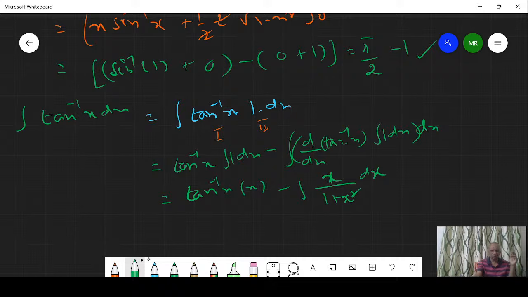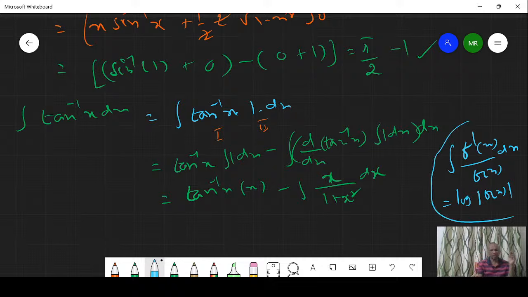Again the same concept. Remember in the previous one I told you, integral f dash x by f of x dx, there is no root here. If it is like this, it is log mod f of x plus c. The derivative of 1 plus x square is 2x, and here 2 is missing. So I can write x tan inverse x minus 1 by 2, 2x by 1 plus x square, in the denominator.